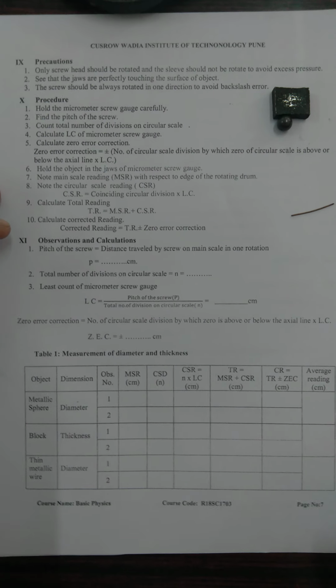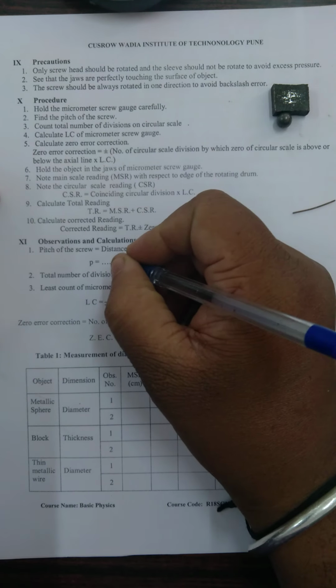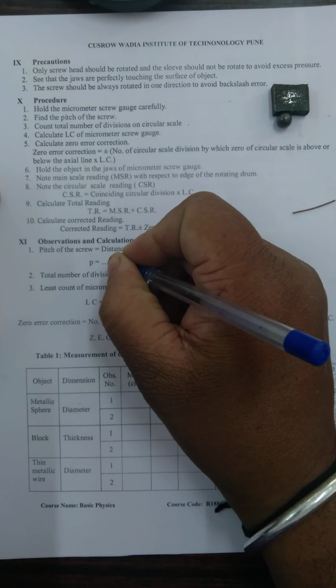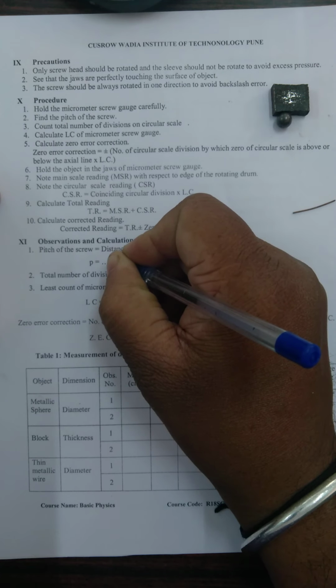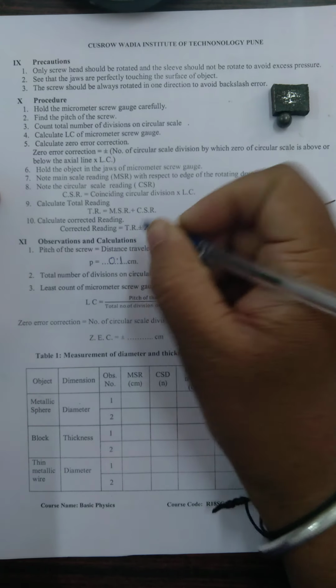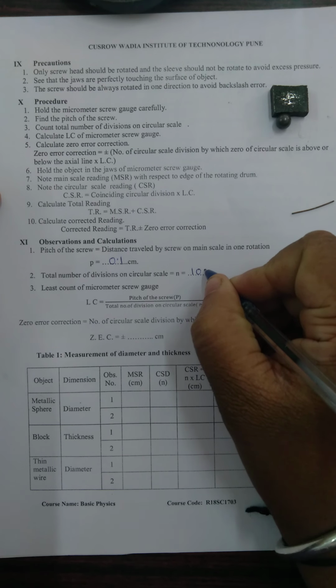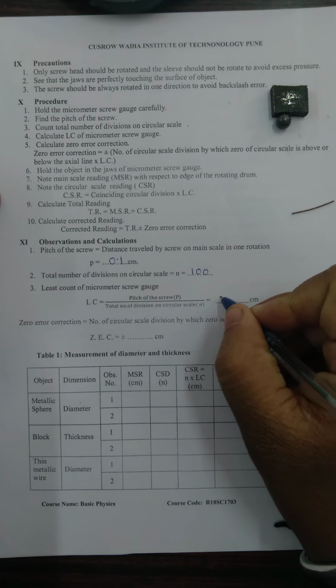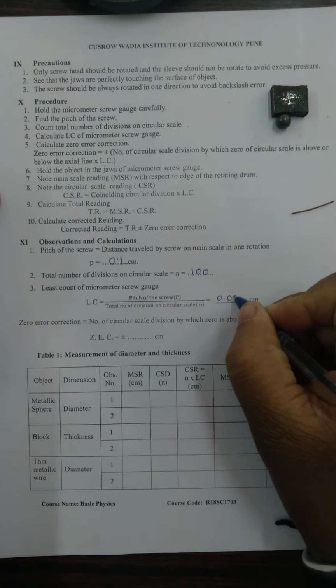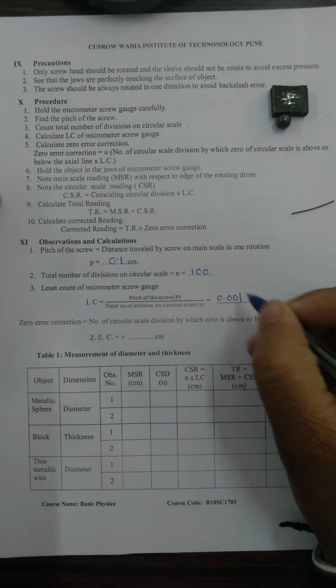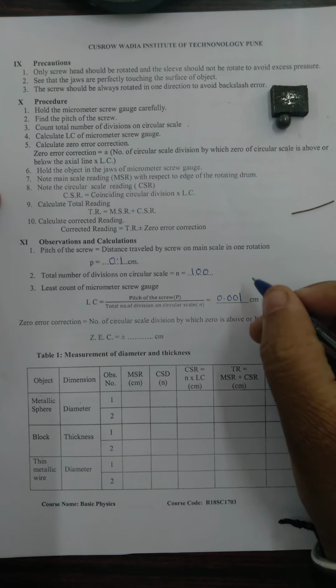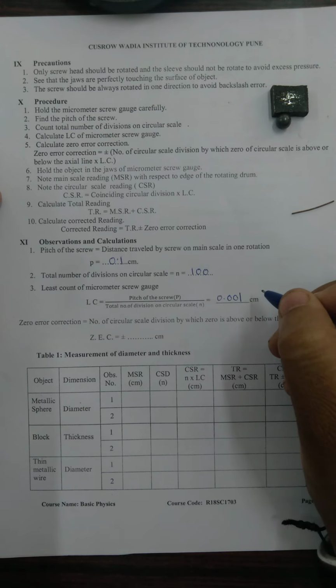Okay, we start once again. So we have earlier recorded that the pitch of the screw is 0.1 centimeter. The total number of divisions on the circular scale are 100, and therefore the least count is 0.001 centimeter. This is what you are going to do in your book or that manual.